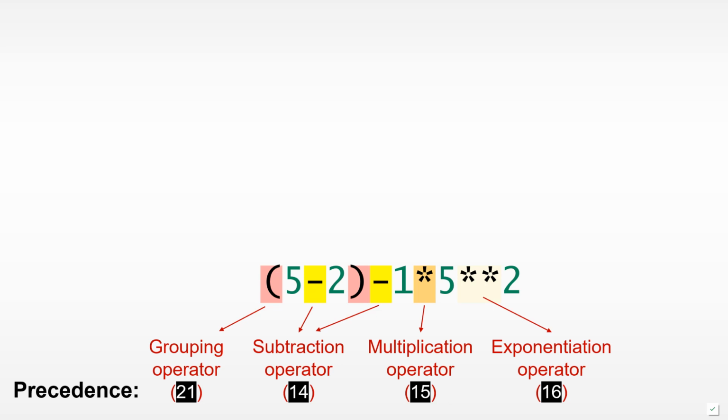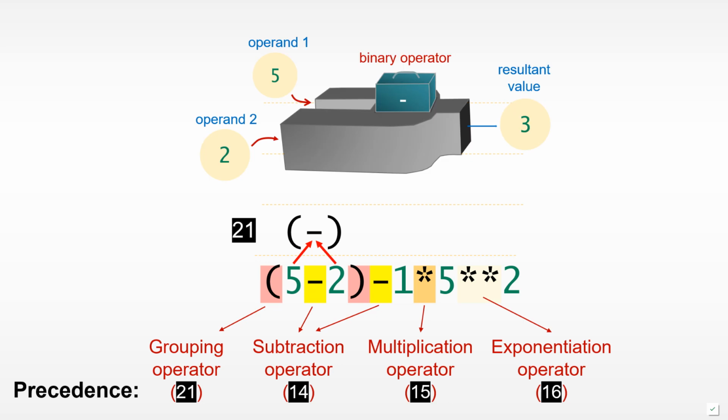What would be the final value of the entire expression? We know that the bit in the parentheses would be evaluated first. So we would have to subtract 2 from 5. To do this, of course, we would have to use the subtraction operator, which is a binary operator, where the left operand would be 5, the right operand would be 2, and we would get a final value of 3.